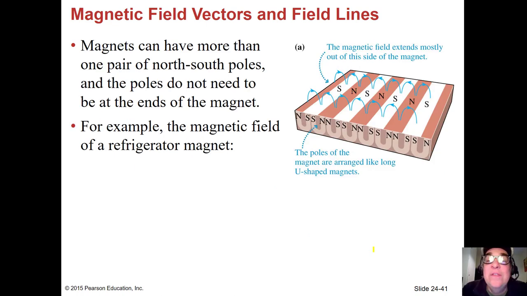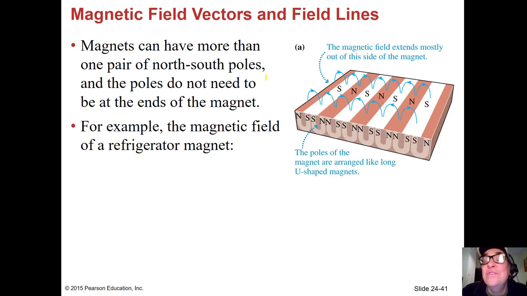Okay, so this might be something like a refrigerator magnet, a bunch of horseshoe magnets. Maybe you've experienced these before. North-south, south-north, north-south, south-north. And you can look at the magnetic field due to this. Same idea, we're leaving the north side and going into the south side. So you see something like this. Same idea, leaving the north and going to the south. So magnets can have, it says here, more than one pair of north-south poles, and the poles do not need to be at the ends.